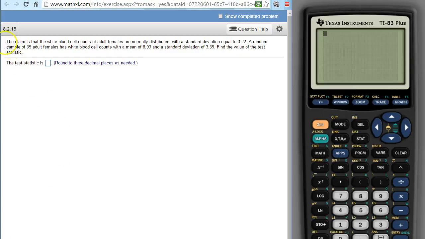Hi Stats class, this is another question from your 8.2 homework set. So, a couple of ways you can do this one.